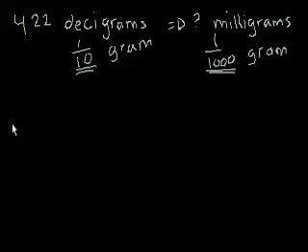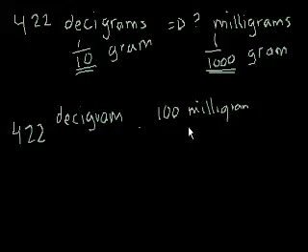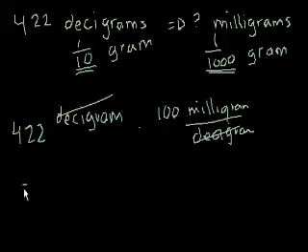So we could just say 422 decigrams times 100 milligrams per decigram. And then the decigrams will cancel out. And I'll get, was it 422 times 100? That's 42,200 milligrams.